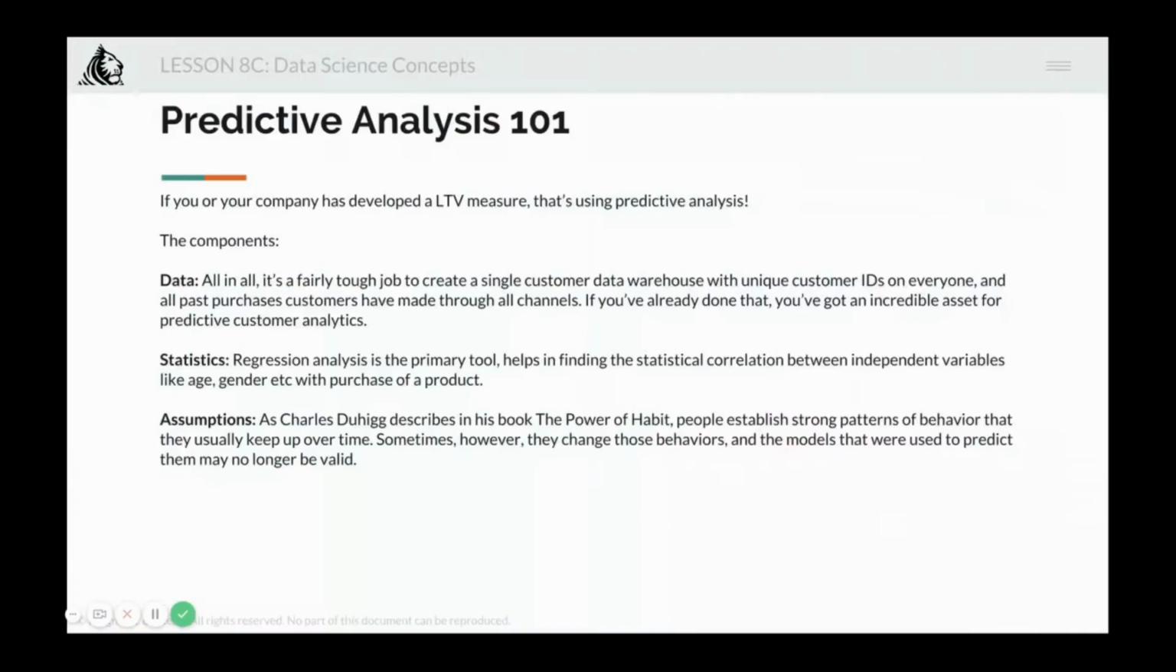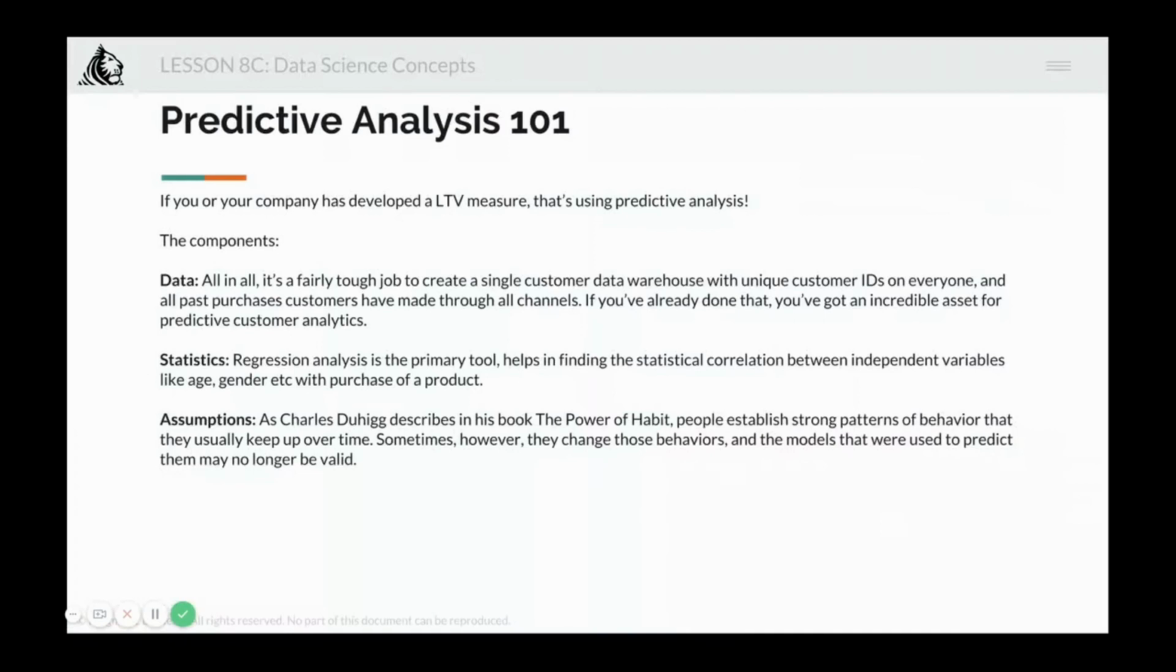Well, let me take you through predictive analysis 101. Okay, so no one has the ability to capture and analyze data from the future. However, there is a way to predict the future using data from the past, and it's called predictive analysis. And organizations do it every day.